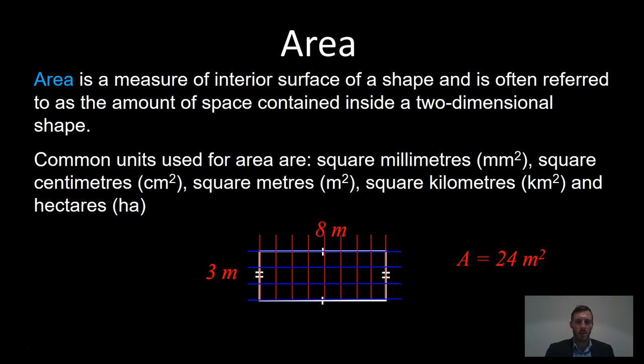This is a reminder of what area is and the units used to calculate area. You'll notice that there are 24 squares inside the rectangle example provided. As the sides are labelled in metres, we say that the area of this rectangle is 24 metres squared, but we don't count the squares to find the area. In this case, we multiply the length by the width, which is the formula for finding the area of a rectangle.